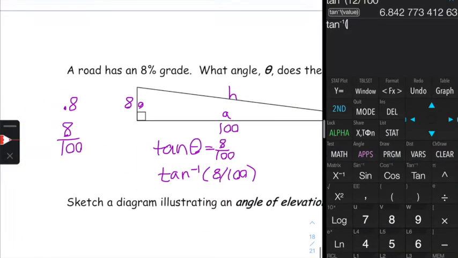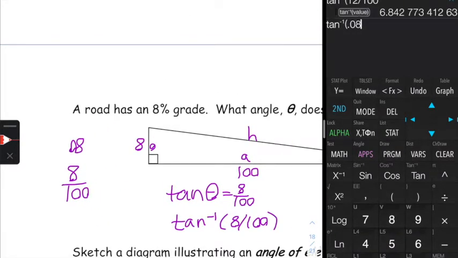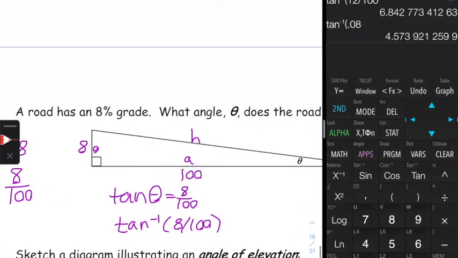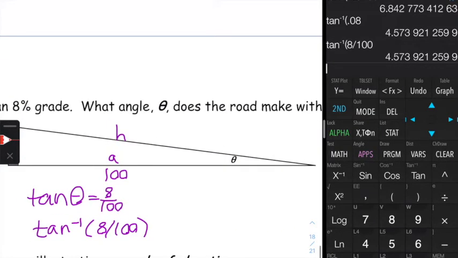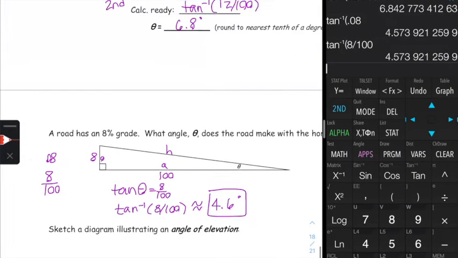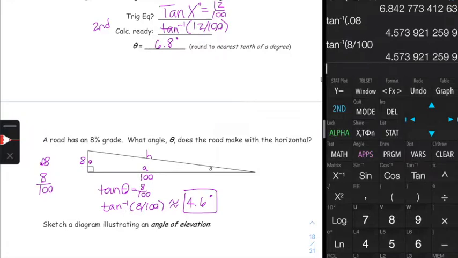Since 8 over 100 is the same thing as 0.08, you could actually type that into the calculator like that instead of the fraction. You could also just go second tangent and then do the 8 over 100, but you should get the same decimal there. So they didn't give us rounding instructions. I guess I'll go to the nearest tenth again. That'll be 4.6 degrees for that answer. So make sure you get the 0.08 right there. I kind of messed that up there.